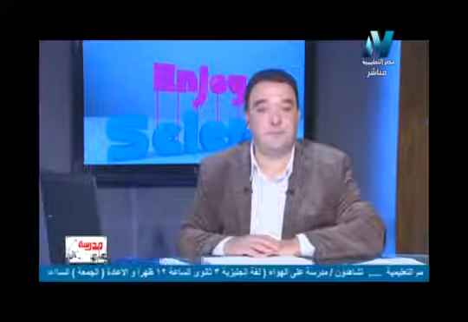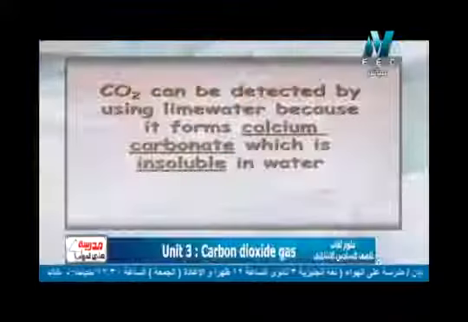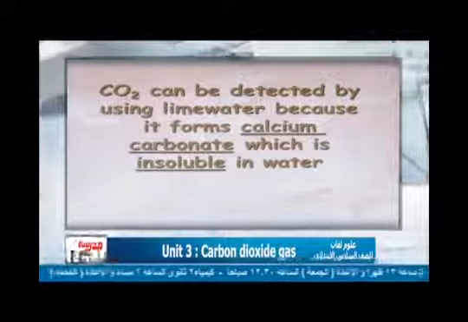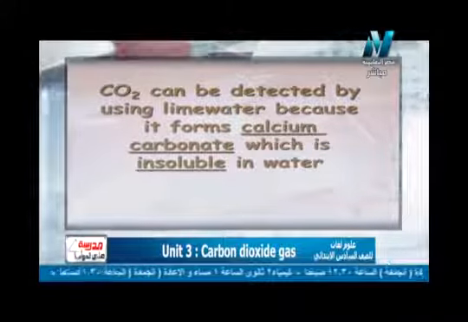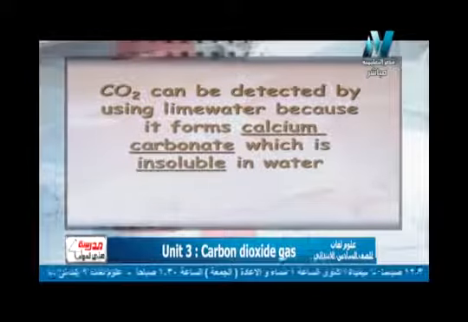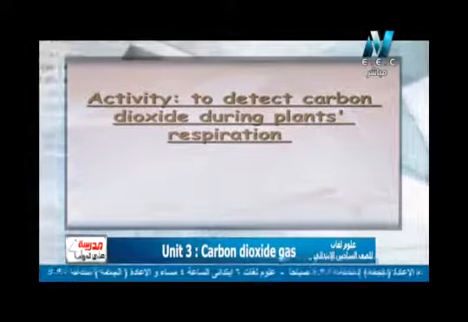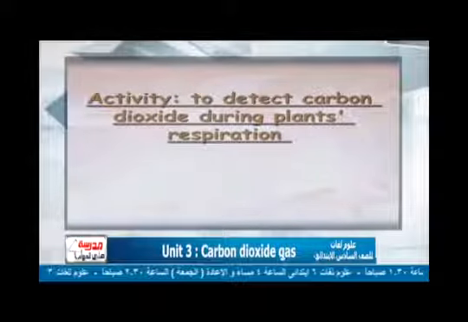So again I have a very important conclusion. Again we take a very important conclusion. It says carbon dioxide gas can be detected by using lime water because it forms calcium carbonate, which is insoluble in water. So now I can have another activity to detect carbon dioxide gas during plants' respiration.